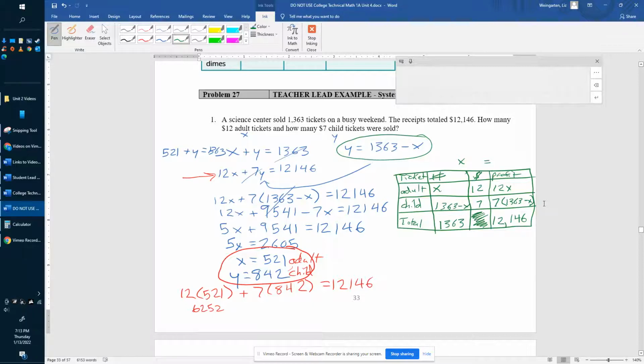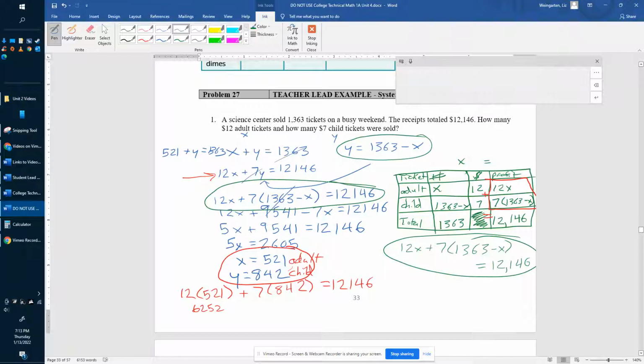Now, with this final column that we just calculated, we are going to take the first two and add them together. So these two are going to add together to equal this last bottom right-hand cell. So let's go ahead and do that. 12x plus 7 times (1363 minus x) equals 12,146. And that should look familiar. This is the exact same thing that we wrote right here.